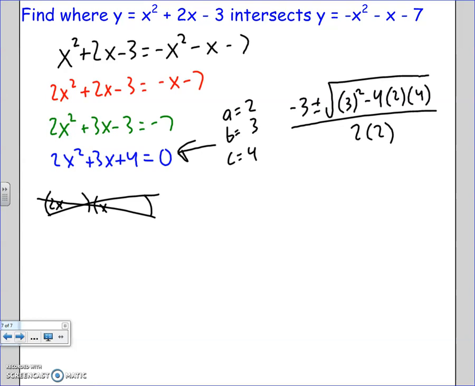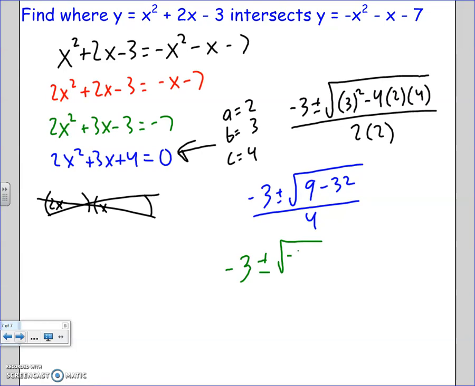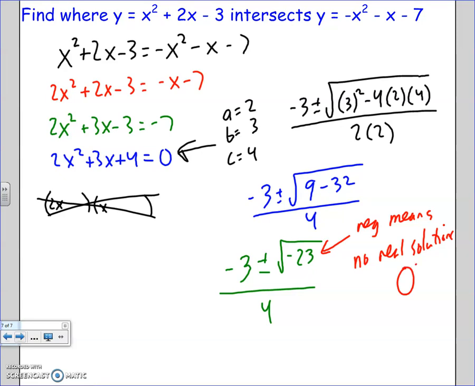Work on the inside. So negative 3 plus or minus the square root of 3 squared, which is 9, minus 4 times 2, which is negative 8, and negative 8 times 4 is negative 32, all over 4. Still working the inside: 9 minus 32 is negative 23, over 4. The discriminant's negative. If the discriminant is negative, that means there's no real solutions. No real solutions. The answers are imaginary. We don't care about imaginary answers here. What you do is draw a circle with a slash through it.